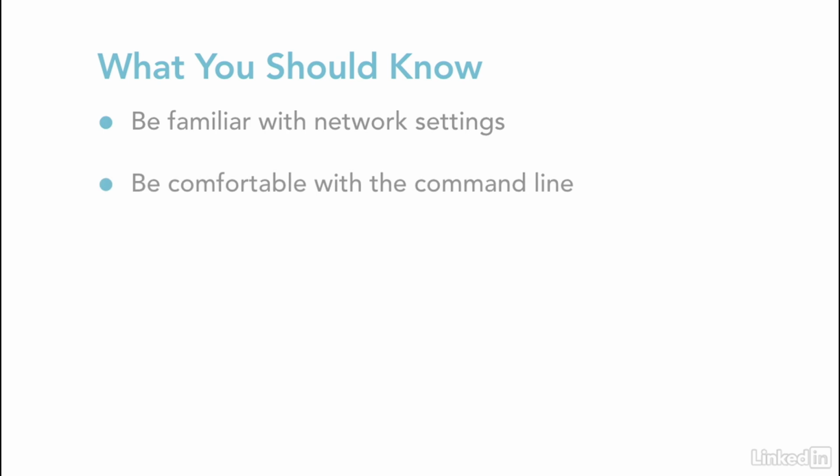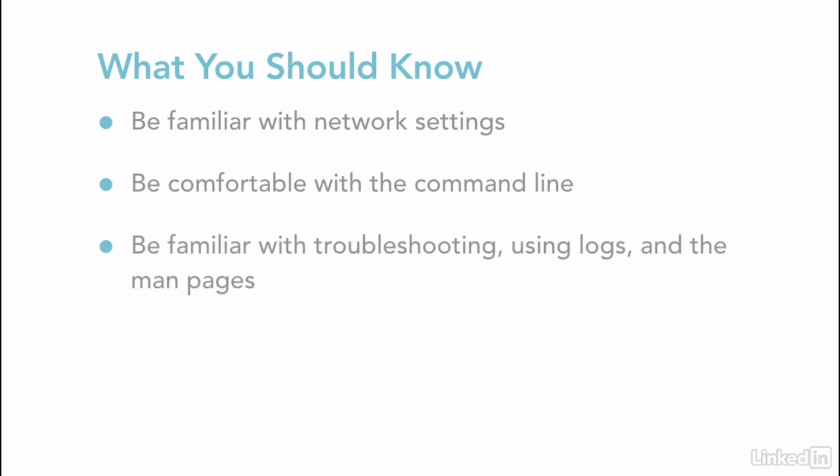Because we're pretty far along in this series, I'm making a few assumptions about your skill level at this point. I'm assuming that you already know how to modify network settings on Ubuntu. So if not, take a look at the networking course that covers that. I'm also assuming that you're comfortable working at the command line, and that you know how to troubleshoot something that goes wrong by looking at logs and at the manual pages.